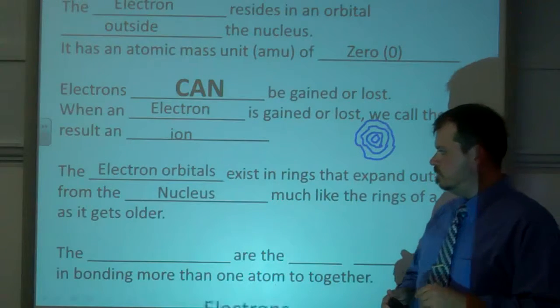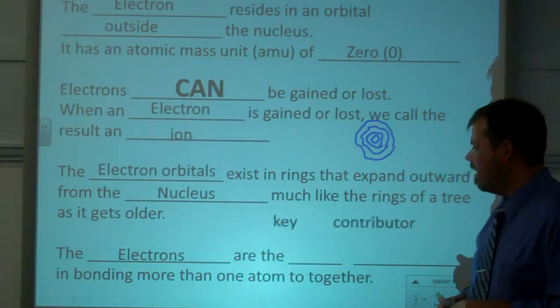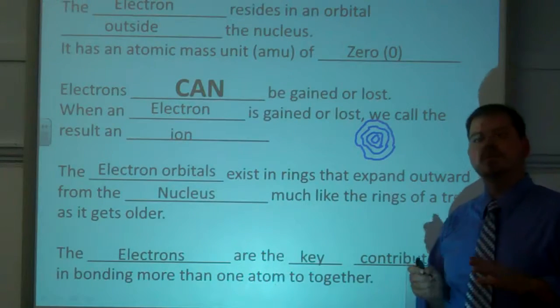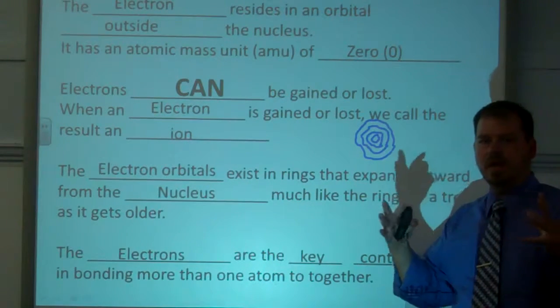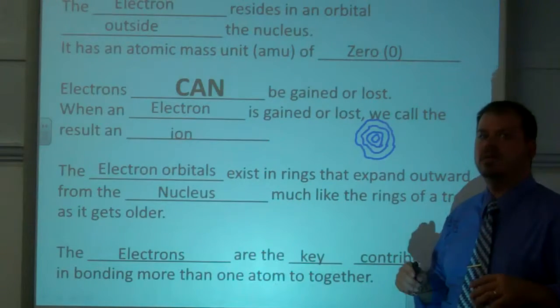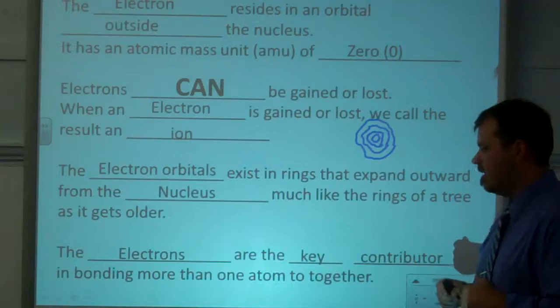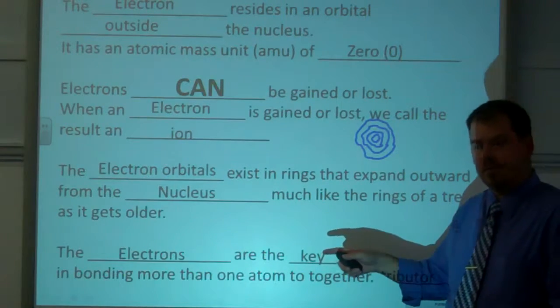Okay? The electrons are the key contributor to things like bonding and building molecules out of atoms and other big structures, and reactivity, because they're the ones that are going to be doing the moving and the shaking and the carrying out. Okay, that's where we're going to get that from, is electrons.